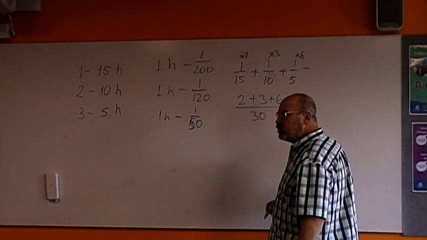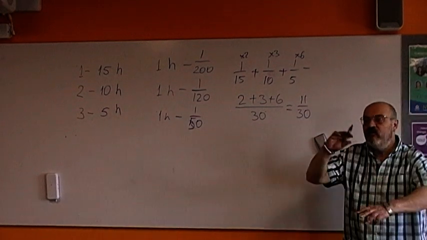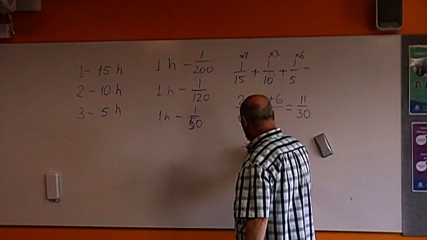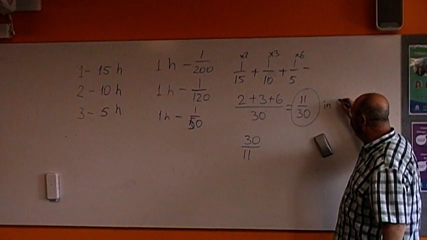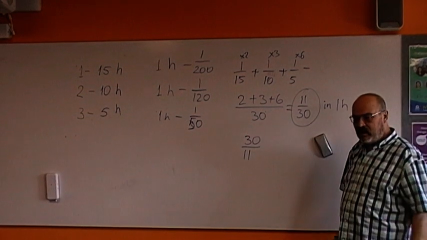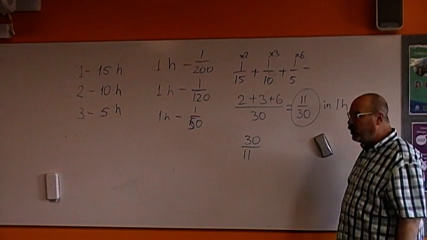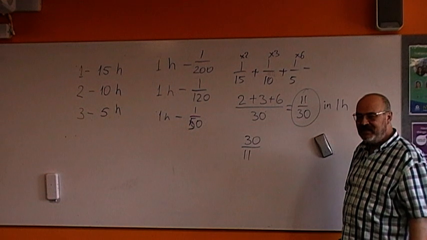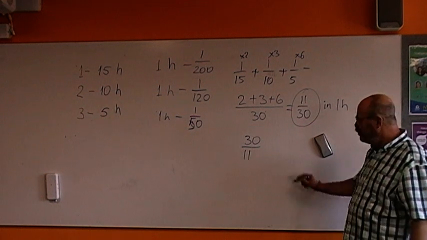So how long will it take for them to fill the pool? Around 2 and a bit hours. 30 divided by 11. That's how much they fill in 1 hour. To find the time, we need to flip it, 30 over 11. I reckon the answer is approximately 2.727272727 hours. Correct. 2.72 recurring.